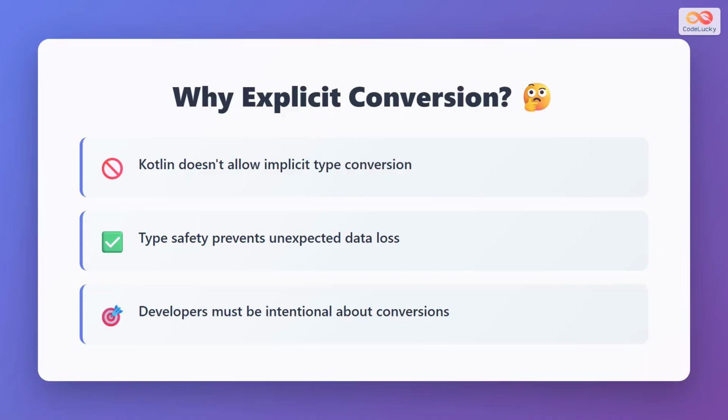Before we start converting types, let's understand why Kotlin requires explicit conversion. First, Kotlin doesn't allow implicit type conversion. This means the compiler won't automatically convert one type to another. Second, type safety prevents unexpected data loss. By forcing you to explicitly state your conversions, Kotlin helps you avoid bugs. Third, developers must be intentional about conversions. This design choice makes your code more predictable and easier to debug.